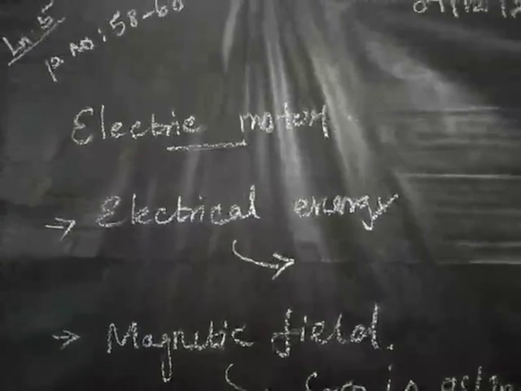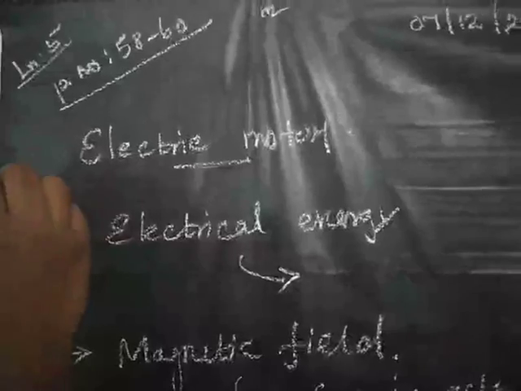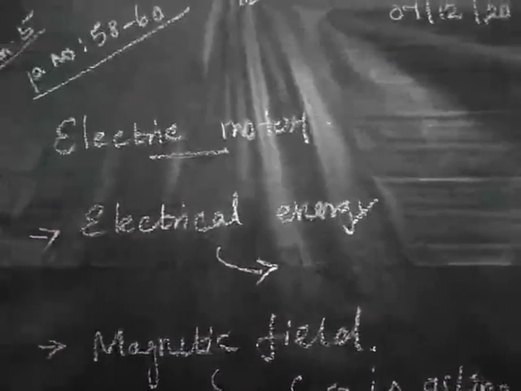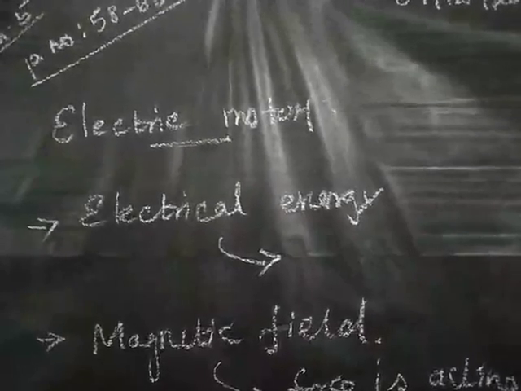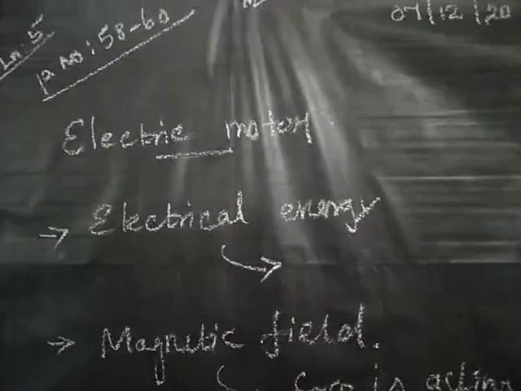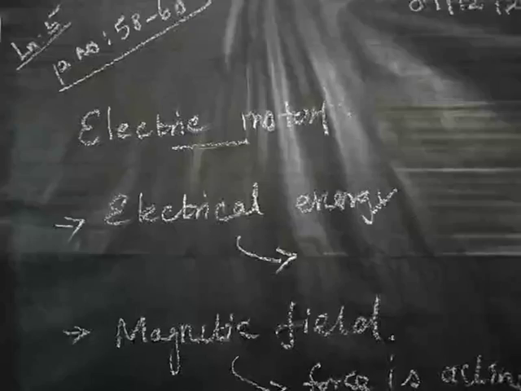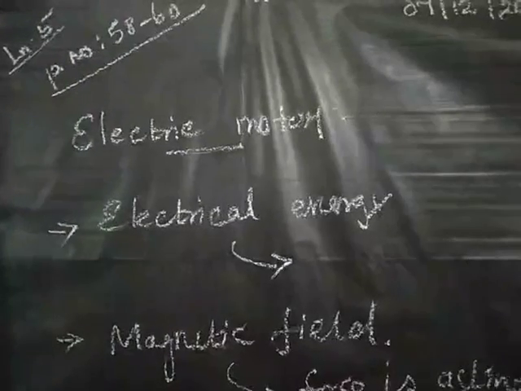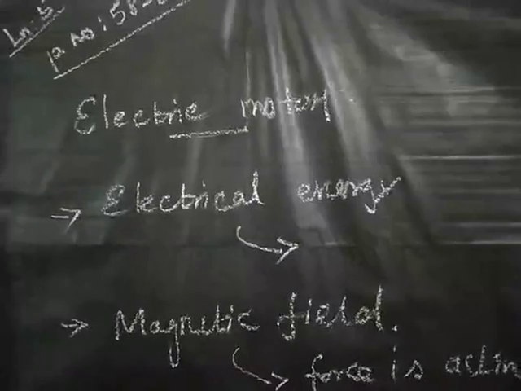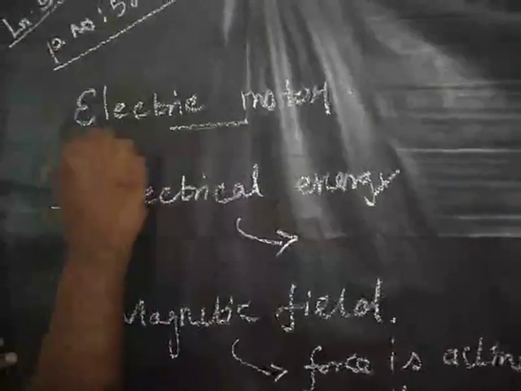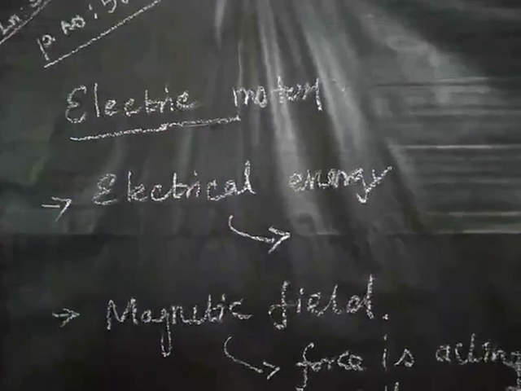Good morning children. Last class we discussed up to force on parallel current carrying conductor and electromagnetism. What is the comparison between electricity and magnetism? Together it is called electromagnetism. Today we are going to start the new topic, electric motor.